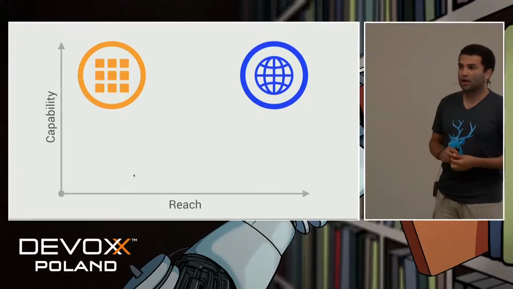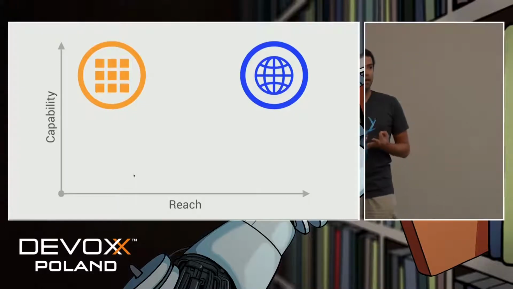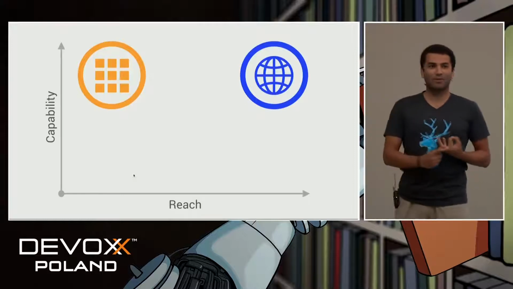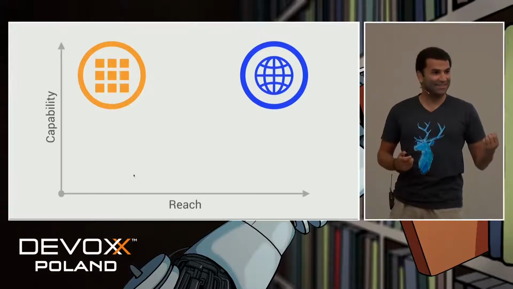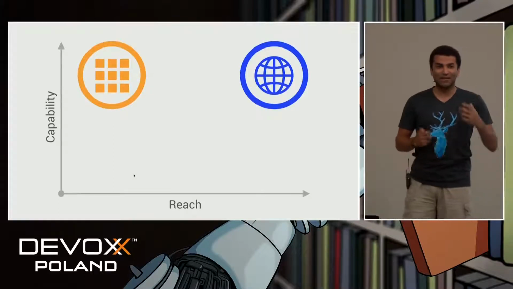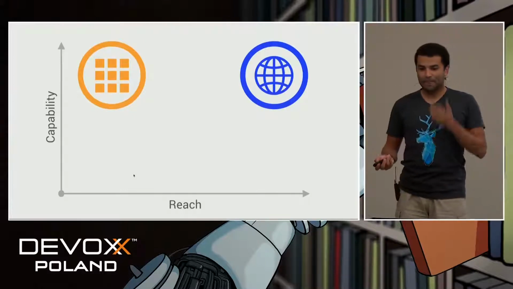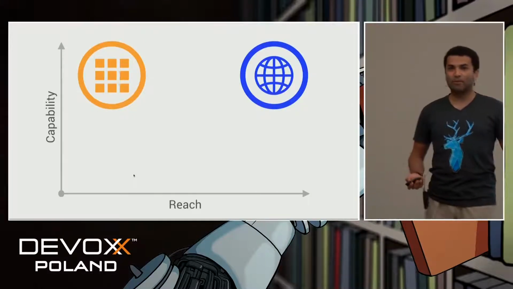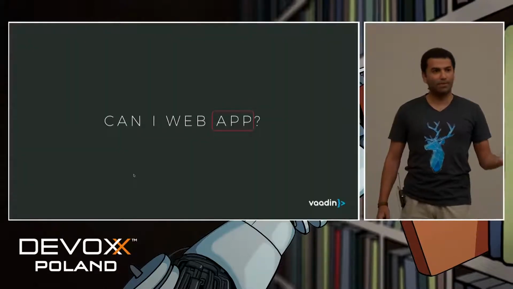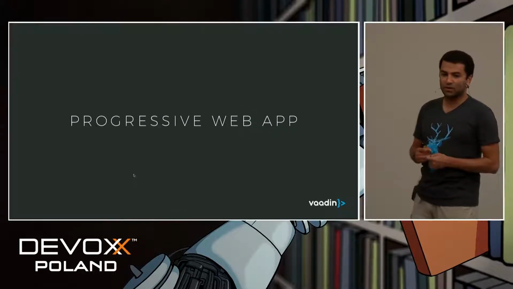So can we get rid of the 3 top blockers that I just mentioned, like offline, like engagement, like, I said something else, I don't remember. Sorry? Yes, thank you, user experience. So can we have a user experience that is almost native or better than native? Can we do that and then our business reach will be higher? Can we web app? And here comes the answer. Yes, it's called Progressive Web App.